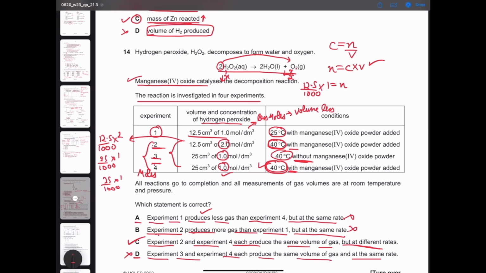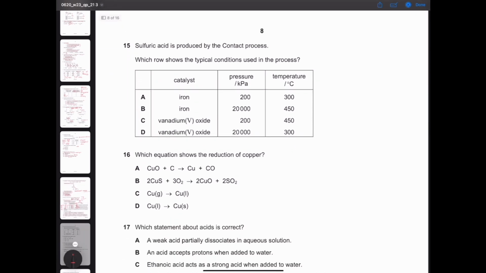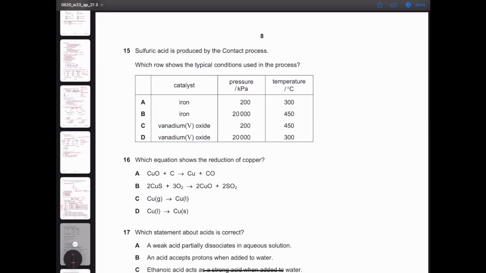All right? Now question number 15, you have to remember the conditions for contact process. Vanadium 5 oxide is used. Temperature is same in contact and Haber process. The pressure is 2 atm and we know that 2 atm is 2 into 10 to the power 5 pascals, right? Which is 200 kilopascals. So that is why 200 kilopascals is written here. All right, do not make the mistake that I remember 2 atm. Let's say they will give you 2 atm in some of the options. Do not pick that one. 2 atm it is there, but 1 atmosphere contains 10 to the power 5 pascals. So answer should be C.